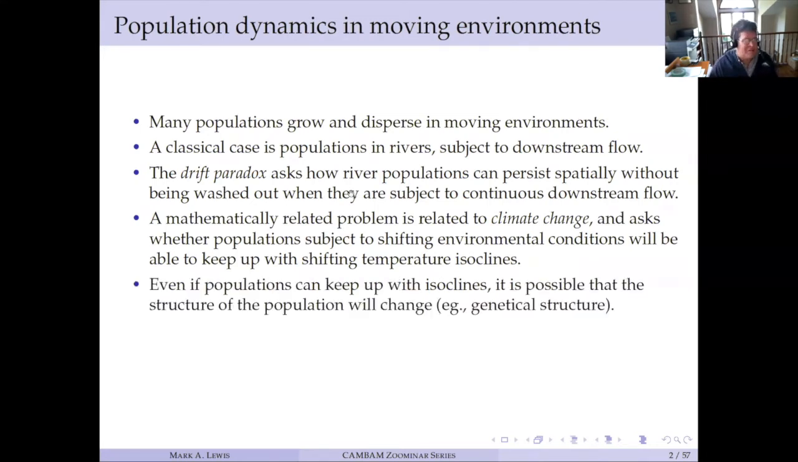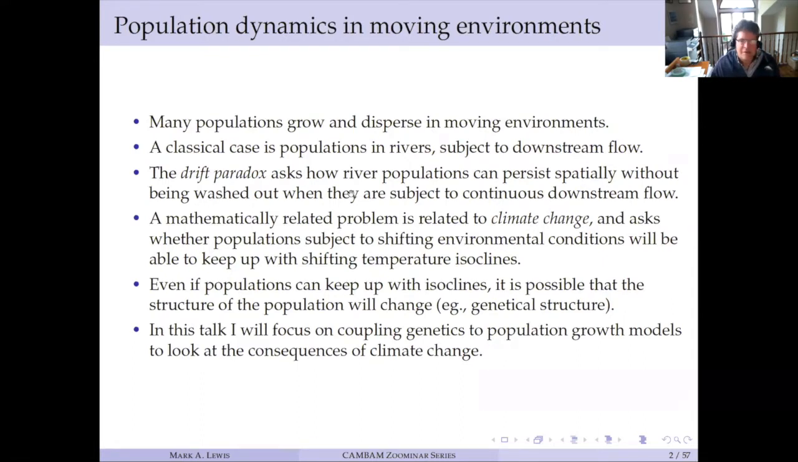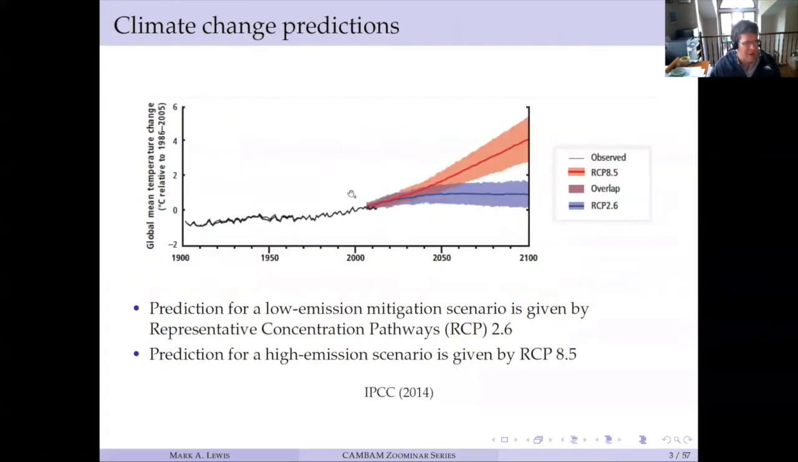But there's more questions here. One question is, suppose populations do keep up with shifting environmental conditions that are induced by temperature changes. It's possible that the structure of the populations will change, for example, the genetical structure. And so in this talk, I'm going to focus on coupling genetics to population growth models to look at the consequences of climate change. But I'm going to do it in the context of populations in moving environments and draw on that kind of mathematical theory.